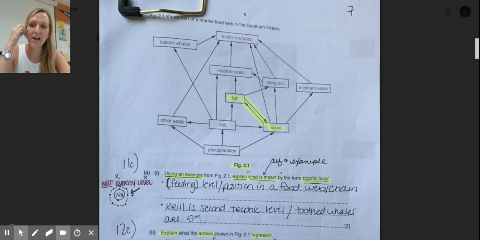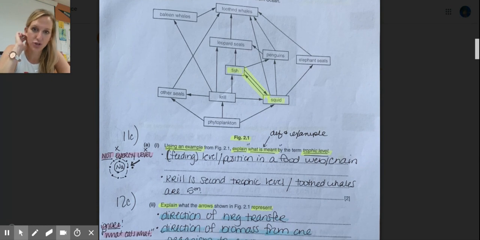All right, and 11, using an example from 2.1, explain what is meant by the term trophic level. What is meant by means using an example, and it means have a definition. So this is part of your chapter 2 notes. Trophic means like feeder or nutrient. So trophic level literally means your feeding position or your feeding level in a food chain or a food web. It's not who eats who.